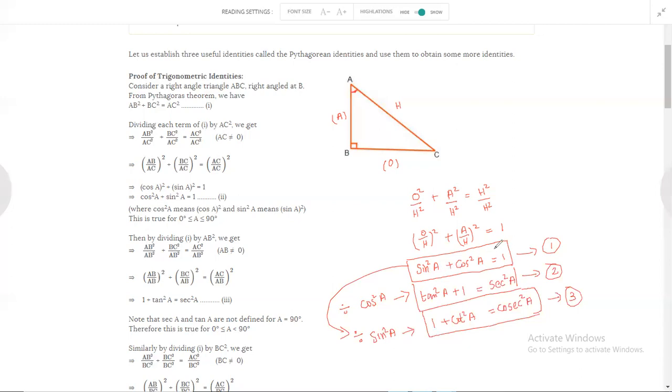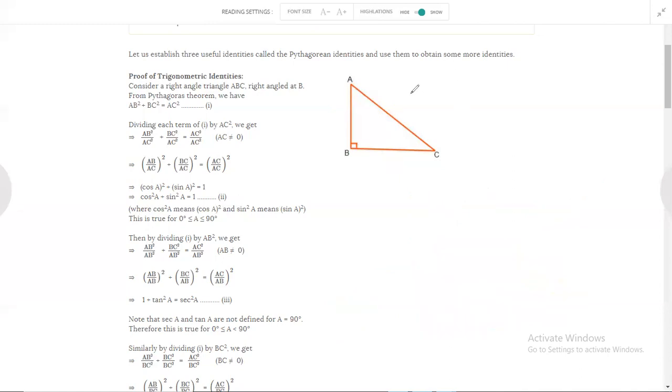And from these trigonometric identities, you will be getting sine square A is equal to 1 minus cos square A. Similarly, cos square A will be equal to 1 minus sine square A. From this one, tan square A is equal to, you can write it as sec square A minus 1. Similarly, sec square A minus tan square A equal to 1. So you can rearrange and write these identities according to the need of the question.